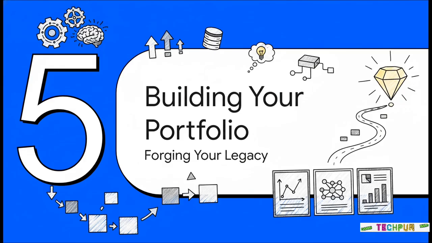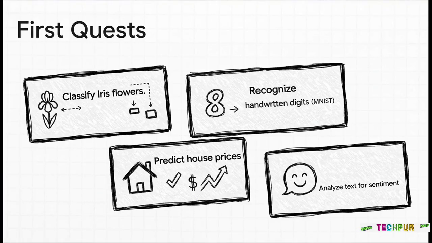Knowing all this stuff is one thing, but proving you can actually apply it, that's the whole game. It's time to start building projects and creating a portfolio that really shows off what you can do. Every hero has their first quests, right? And in AI, these are the classics. Projects like classifying iris flowers or recognizing handwritten digits, they're like a rite of passage. They're the perfect way to apply everything you've learned on real data and get those first crucial wins under your belt.